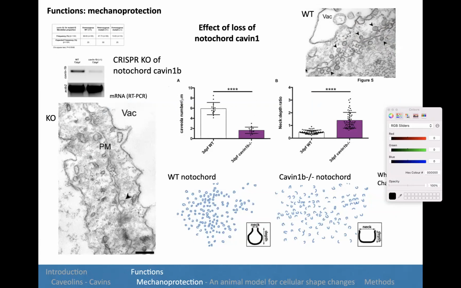This is the wild type. This is the knockout. Not only were there fewer caveolae, but the caveolae that remained had a very distinct shape. Instead of having this very characteristic flask shape, they were now much more shallow, changed in morphology. So what would this mean for the function of the notochord?